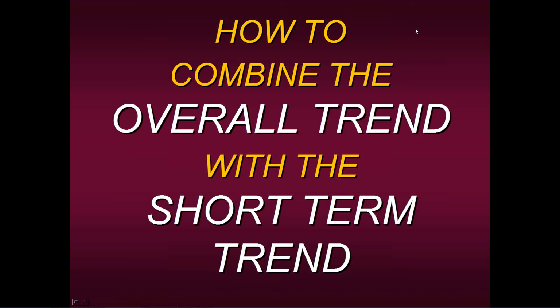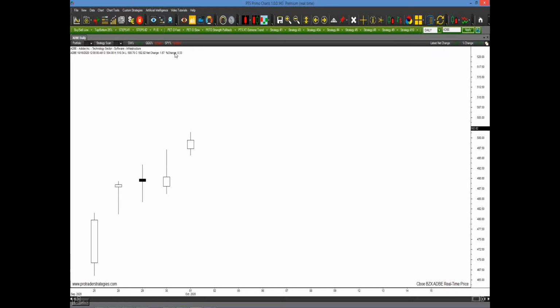I have a very unique and powerful way in which to combine the overall trend with the short-term trend. But first, let's look at this chart on how most traders would apply this. For example, looking at this chart in Adobe, most traders would say, well, we're in an uptrend, right? And the overall trend, let's say this is a daily chart, so the overall trend would be a weekly chart, is going up as well. So I want to buy this.